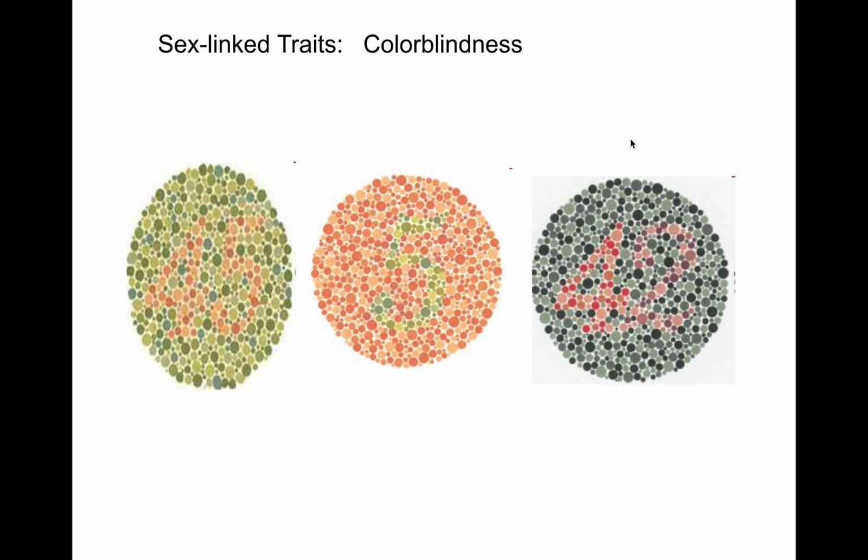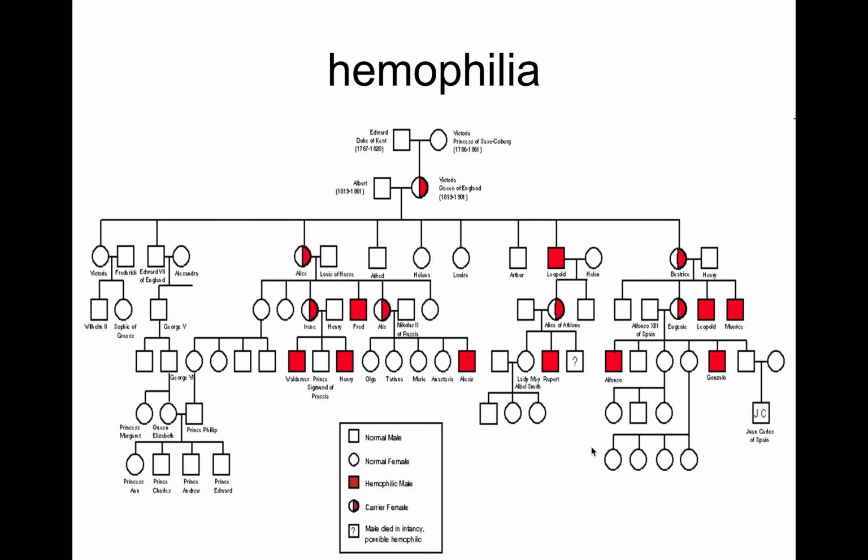An example of a sex-linked trait is color blindness. You see mostly men who are colorblind, because it is sex-linked. You should be able to see the numbers as 45, 5, and 42, but somebody who's colorblind, depending on what type of colorblindness they have, might not be able to see these numbers. This is another sex-linked trait. It's called hemophilia. This is just giving you some examples of things that are sex-linked.